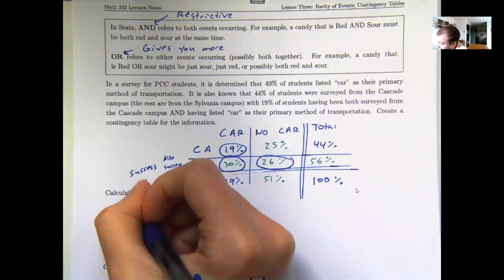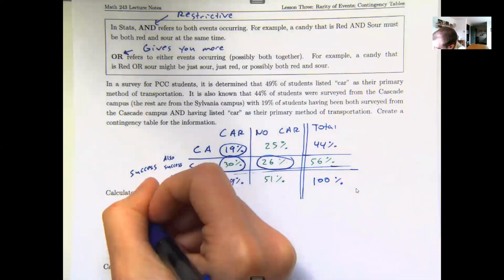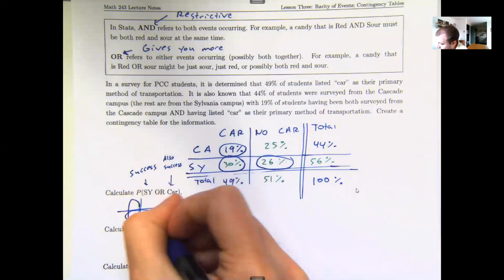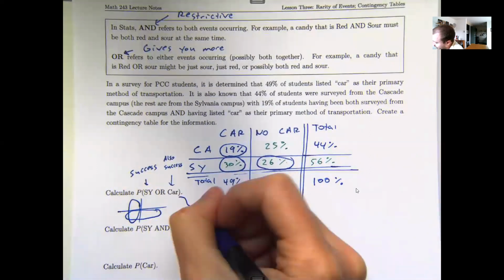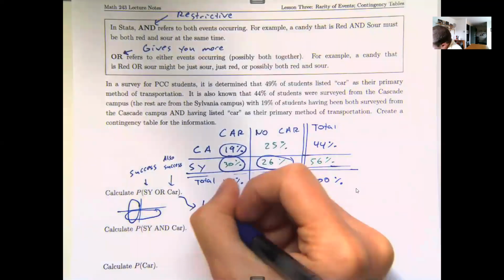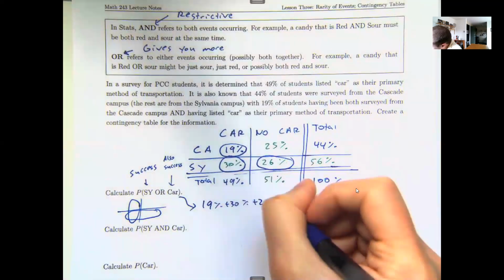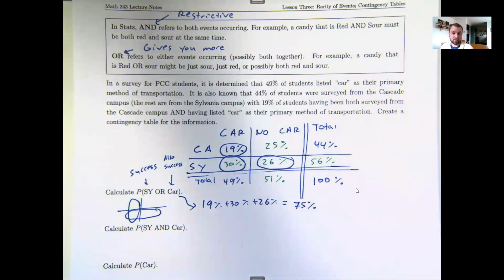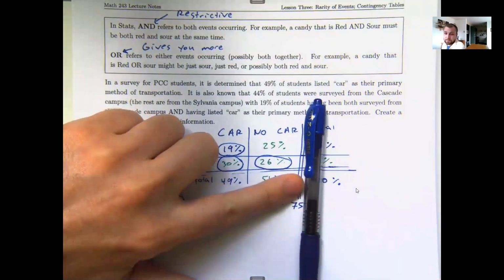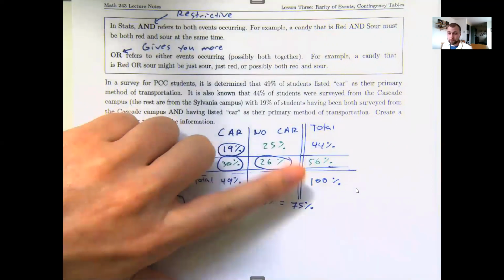In general, when you're looking at OR, you're going to see that you end up with all the spots for one thing and all the spots for another thing. You're adding up a lot of options. In this case, adding up these numbers, 19% plus 30% plus 26% tells me that 75% of the people sampled were either from Sylvania or had a car. Another way to do this, do you notice how it was everything but this 25? 100% take away the 25% would give me 75.